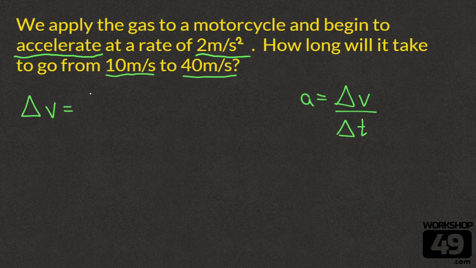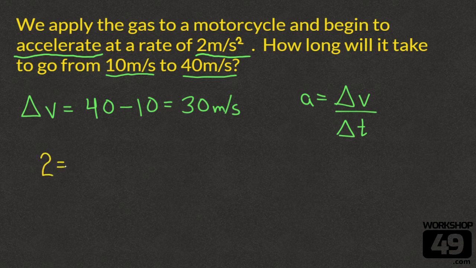Again, I've given you some nice numbers here, but really it doesn't matter if it's decimals or not. You could put this into a calculator if you had to. We went from 10 to 40. Take your final velocity, subtract your initial, it's going to equal 30 meters per second. Now that we have our delta V and we have our acceleration A, we can fill in what we know. 2 equals 30 over delta T.